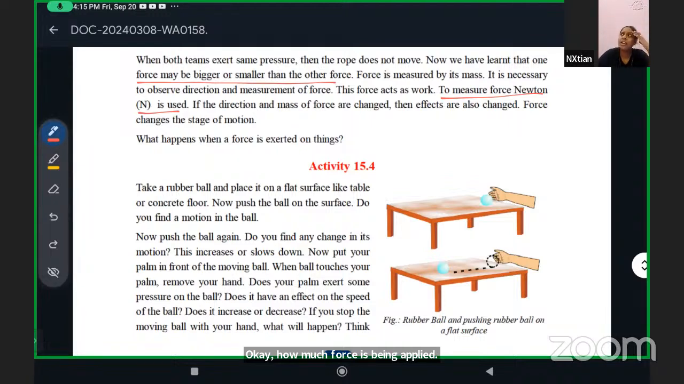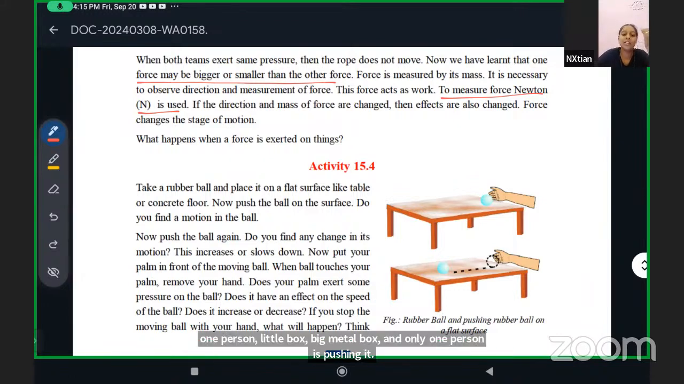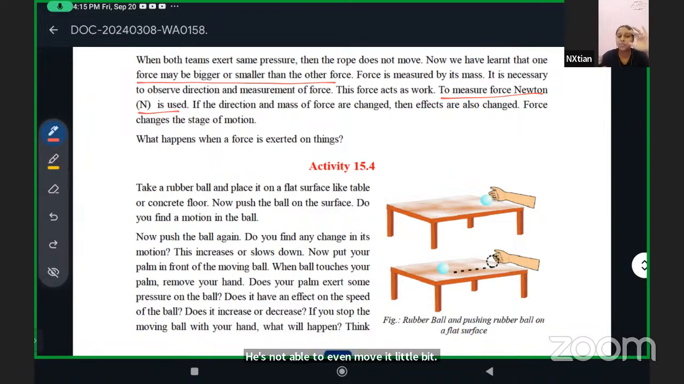Suppose it's a very, very heavy big metal box, and only one person is pushing it. He is not able to even move it a little bit. Okay, five people came, and five people together pushed it in the same direction at the same time. It will move. Why? Because a higher force is applied to it. The force of five people is applied.